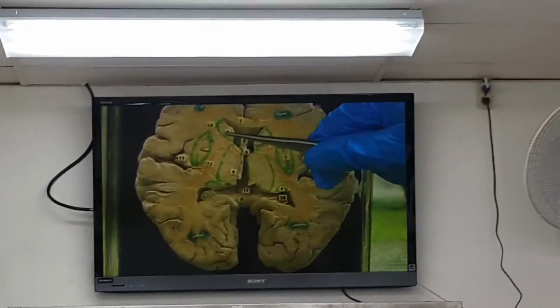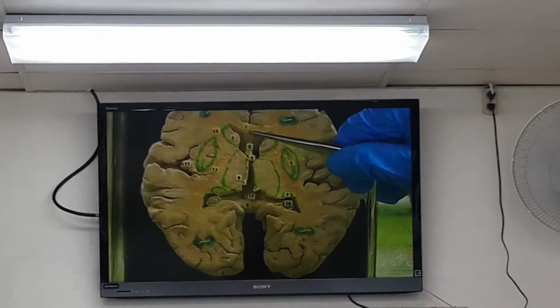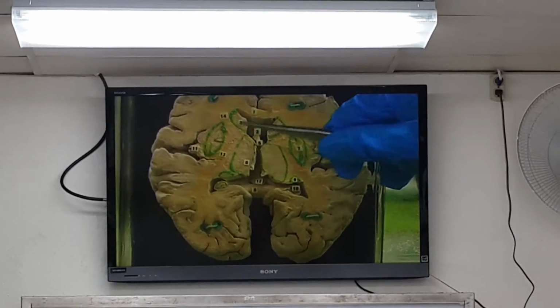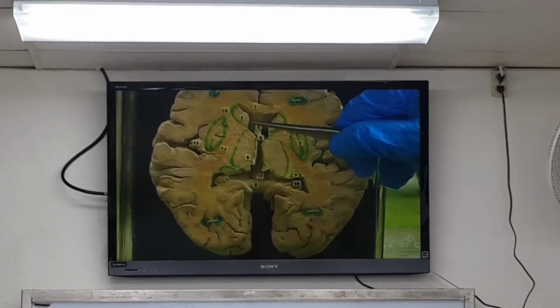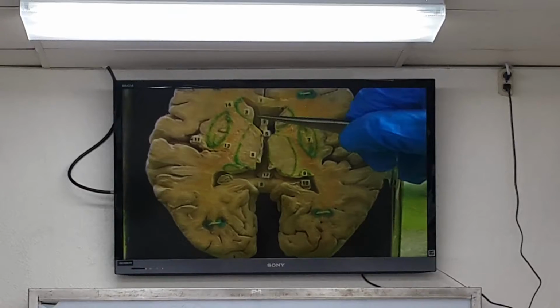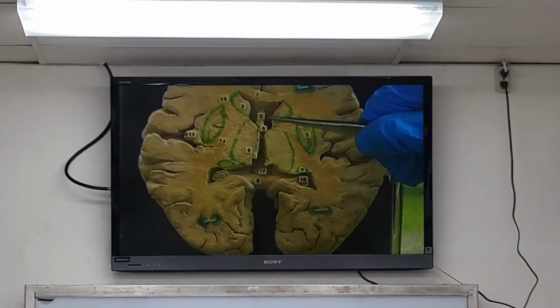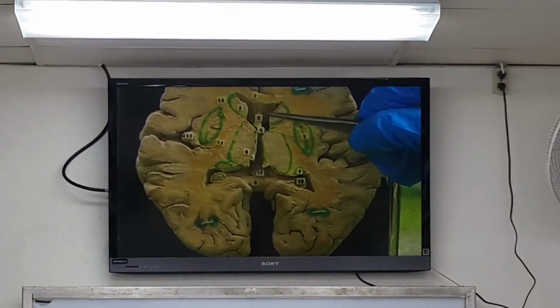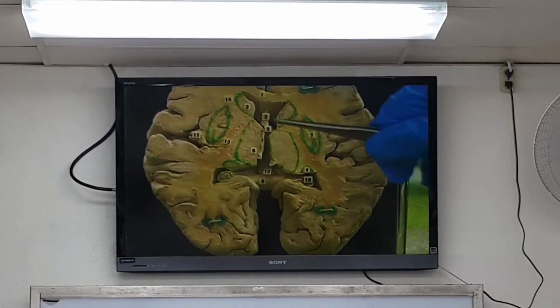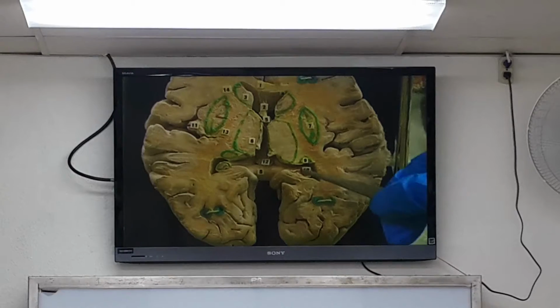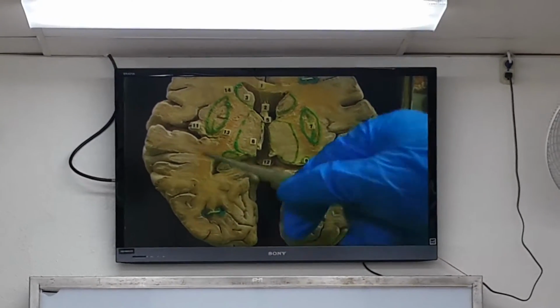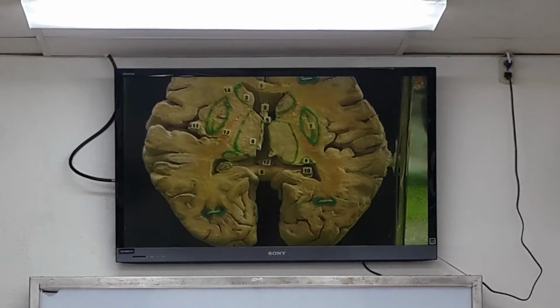And this is 3. It's labeled 3 there, at the head of the caudate nucleus. These are also not labeled. You can see this one, number 2 there. So between 3 and 2, you can see the cavity there. This is called the anterior horn of the lateral ventricle. And you can see the posterior horn there, this one, in the occipital lobe.